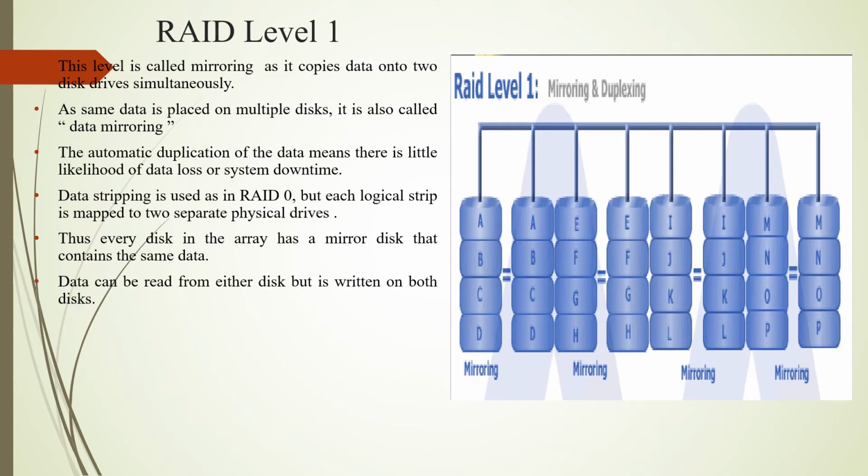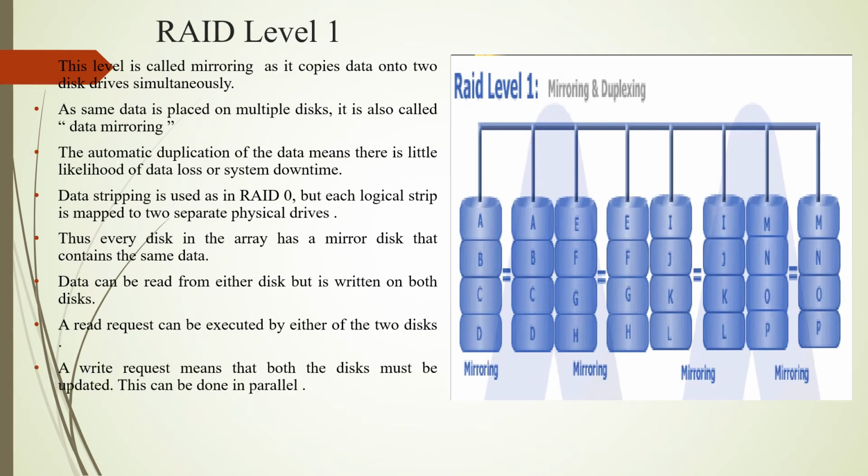Data can be read from either disk, but written on both disks, that is the original disk as well as the mirroring disk or a duplicate disk. A read request can be executed by either of the 2 disks. A write request means that both the disks must be updated, which can be done in parallel.